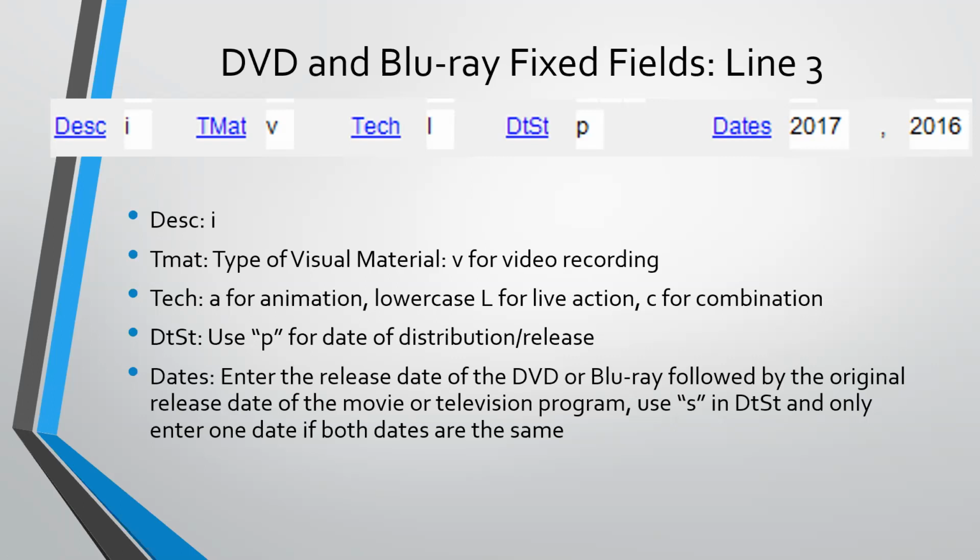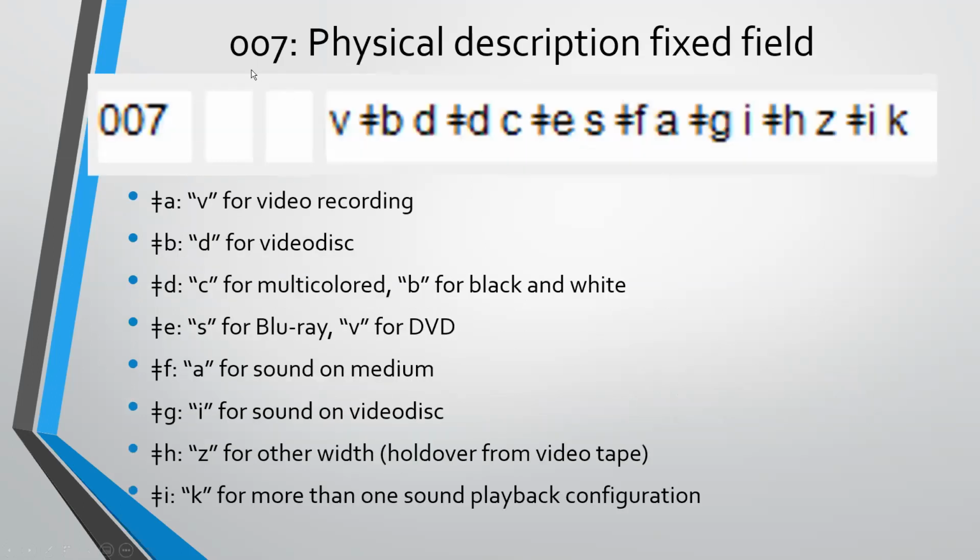DTST, dates. A lot of films that you'll see will have this P for date of distribution / release. So in these dates here, we've got it was originally released in 2016. The DVD or Blu-ray was distributed in 2017. And you'll also see the standard S for single date sometimes, well, especially for direct to video release things.